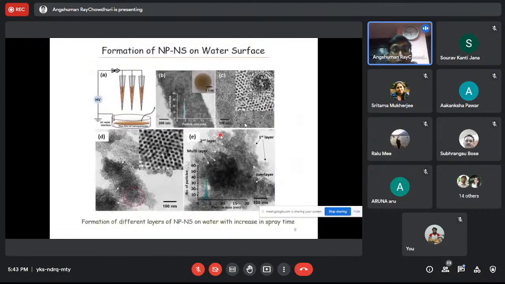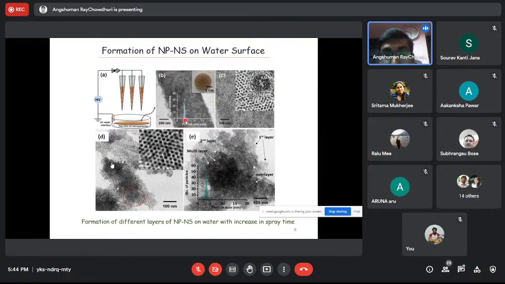Now we have sprayed these things onto different liquids. Instead of one nozzle, we have used a 3-nozzle spray to get more assembly of the particles. We sprayed in a similar fashion on different liquids. When we sprayed onto water, we got this type of perfect superlattice structure. We term this a nanoparticle nanosheet, meaning the nanosheet is formed by the assembly of the nanoparticles.